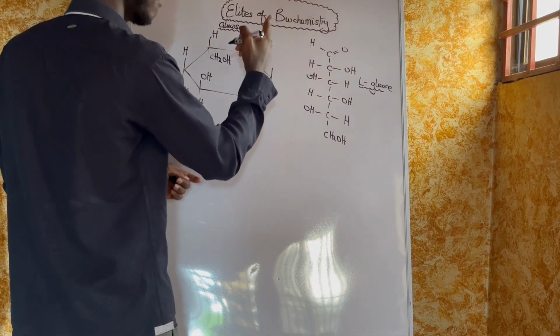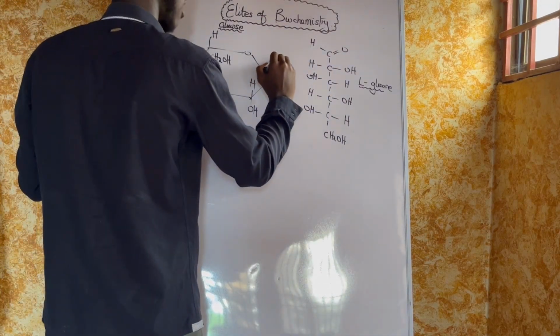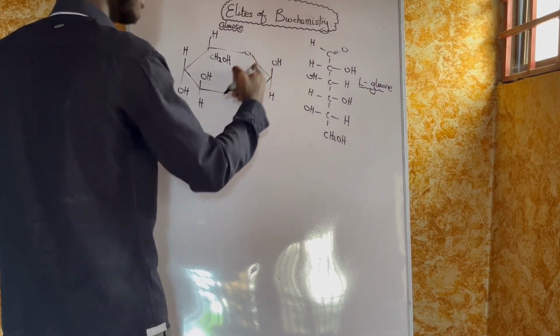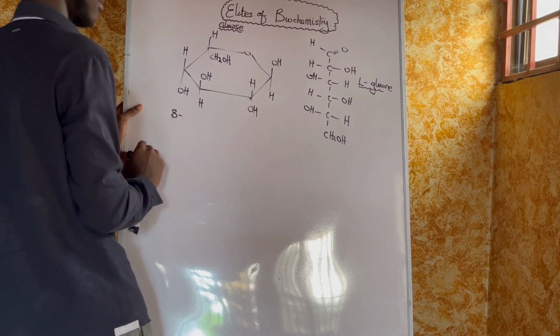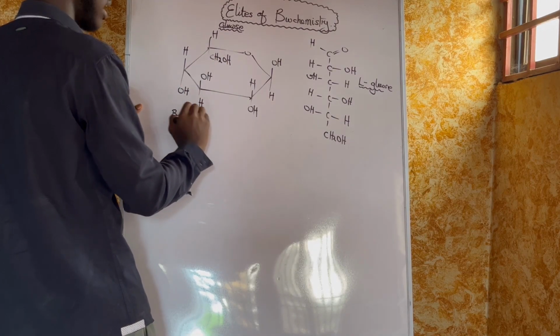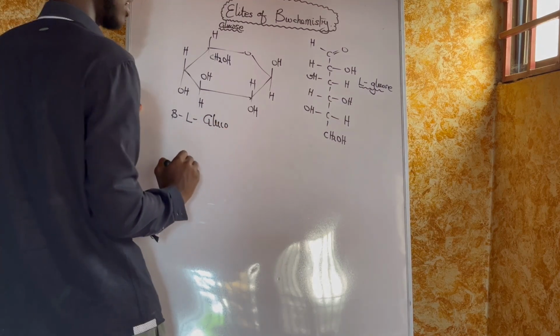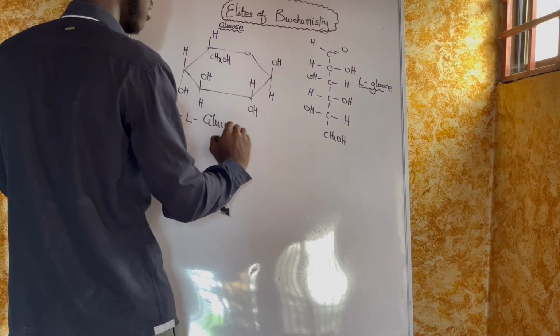So to position the OH group after the hemiacetal mechanism, we can either position our OH group here or our OH group here. Now this one is a beta configuration. So we are going to have our beta, then probably L because it's an L sugar, then glucose, but we can't just write glucose because that's not all. Glucopyranose, pyranose because of the 6-membered ring.